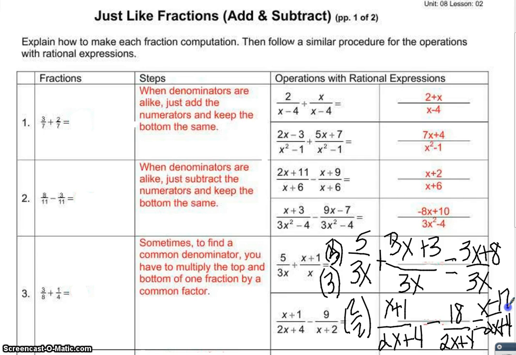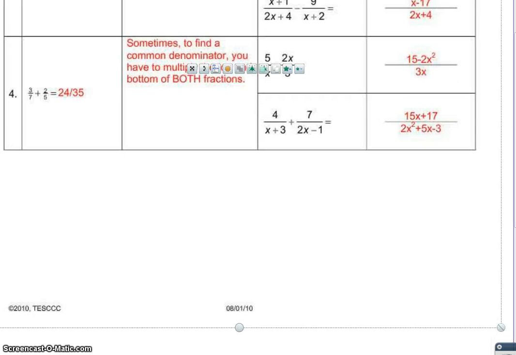Okay, so let's look at the last one, number 4. For number 4, I have 3/7 plus 2/5. It says sometimes to find a common denominator, you have to multiply the top and bottom of both fractions. So let's look at the first one.